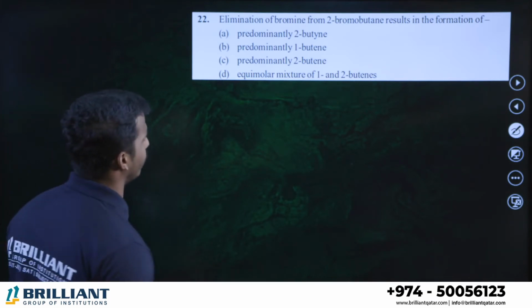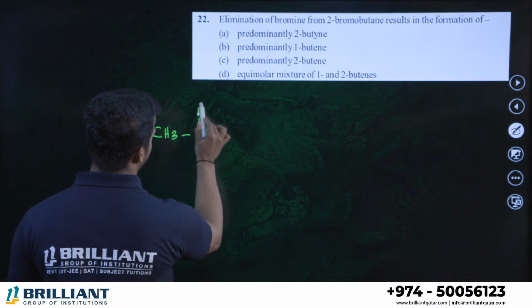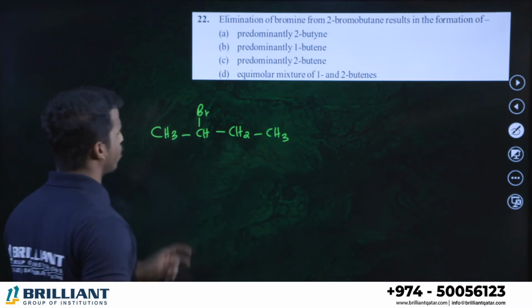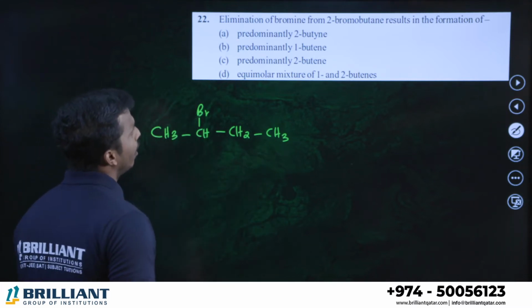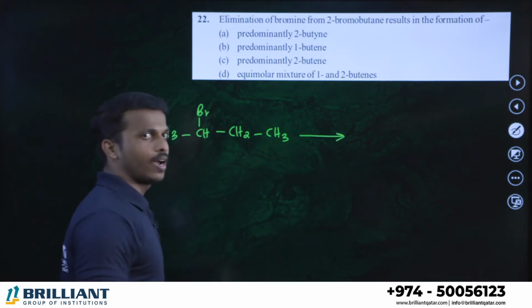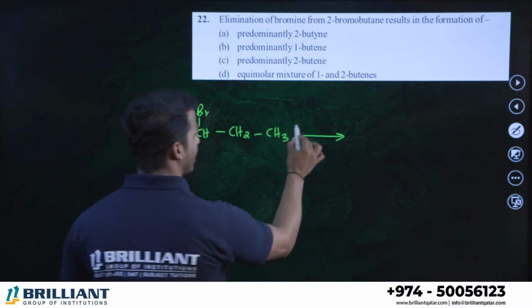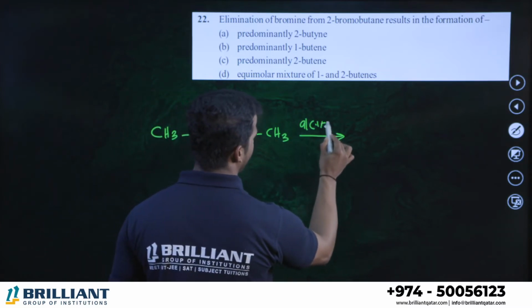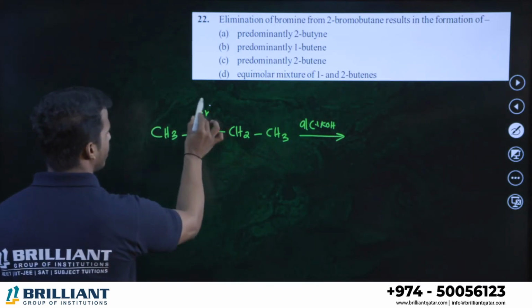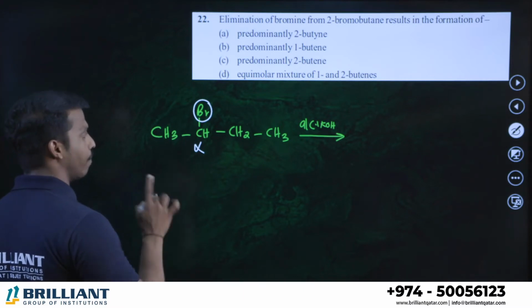Elimination of bromine from 2-bromobutane. What is 2-bromobutane? CH3CHBrCH2CH3, from the haloalkane chapter. This is the compound called 2-bromobutane. The elimination of bromine is called what? Beta elimination, or dehydrohalogenation. What is the reagent we are using? Alcoholic KOH, right? What is beta elimination? Halogen is eliminated from the alpha carbon, and one hydrogen is taken from the beta carbon.